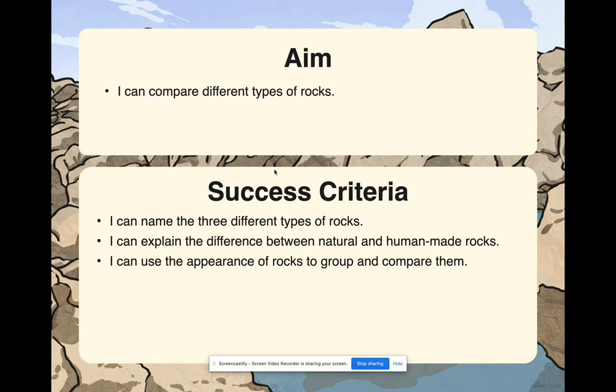So make sure, if you haven't written your title, go ahead and open that science notebook up to a new page. Right on the top, you're going to write types of rocks. If you need to rewind to the beginning of the video to get the title, go ahead. And then you're going to skip a few lines and write the objective right underneath. I can compare different types of rocks.